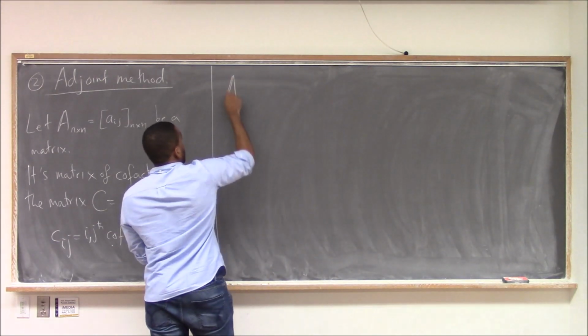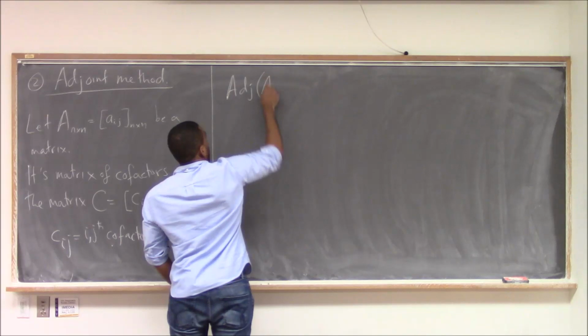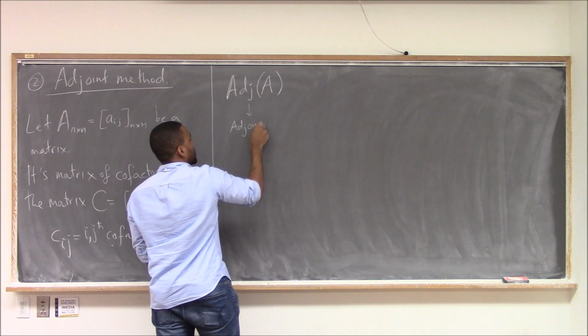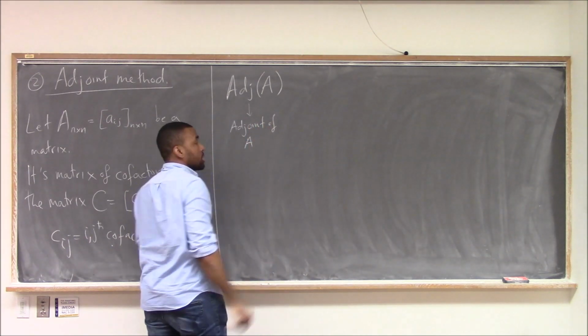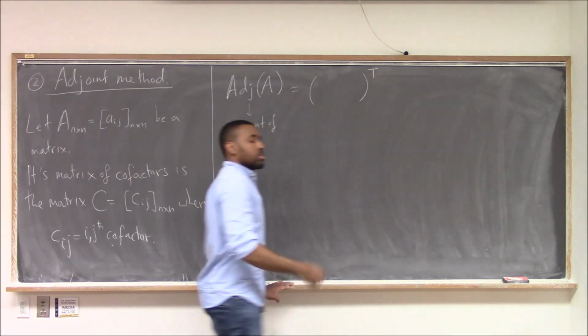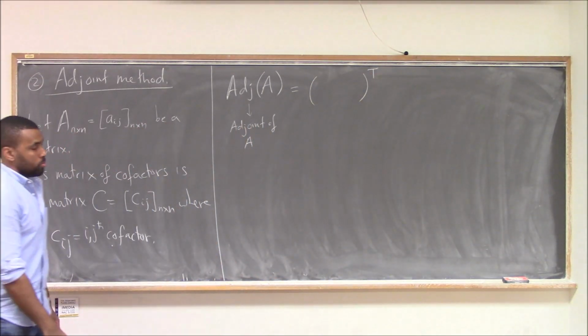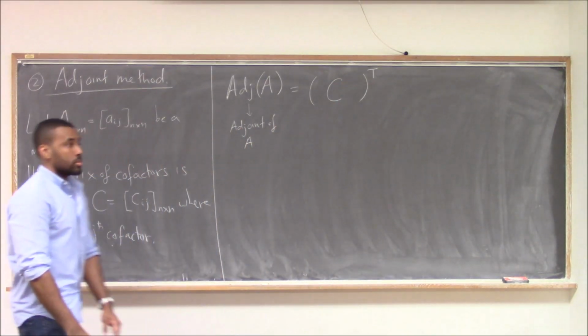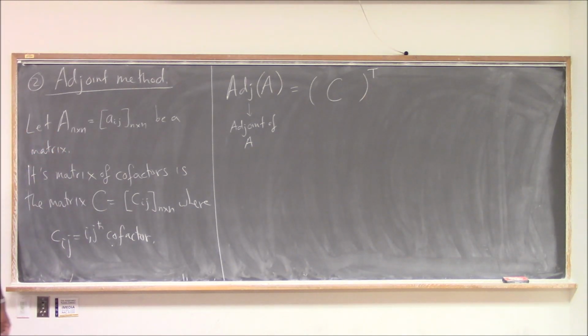So the adjoint of the matrix A, this is called the adjoint of A, is equal to the transpose. So we define what transpose is. You're switching rows and columns of the matrix of cofactors. So you find all the minors, you create a matrix with the cofactors, and then you take the transpose of that matrix, and you get what you call the adjoint matrix.